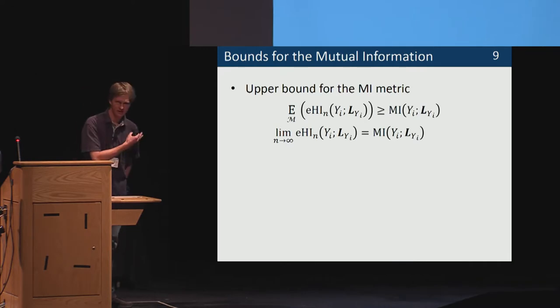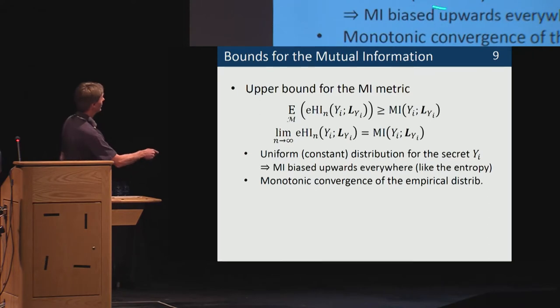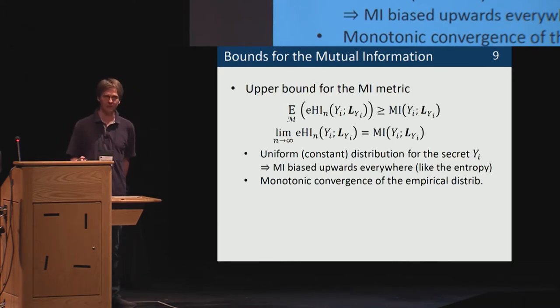So it may look surprising that we have this type of result, because in general we don't have that for the mutual information. In fact, there are two ingredients that we leverage to make that possible. The main one is that in our mutual information, in the context of key recovery, one of the two random variables has a constant and known distribution, right? The secret variable is a constant uniform distribution, so you don't need to estimate this one. As a result, the mutual information becomes biased upwards everywhere, a little bit like the entropy would be. So that's one thing that we use.